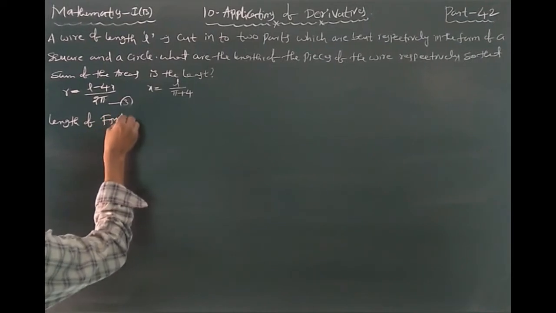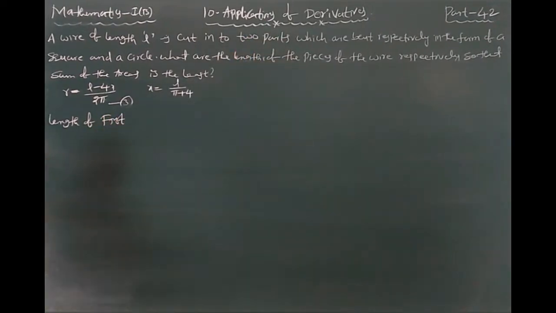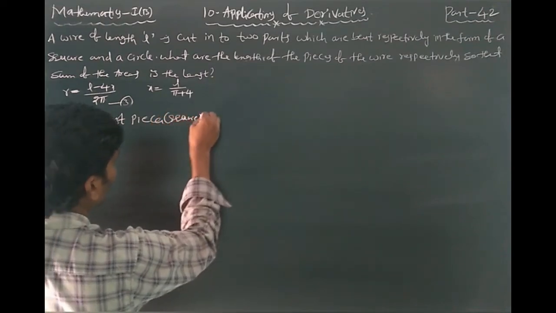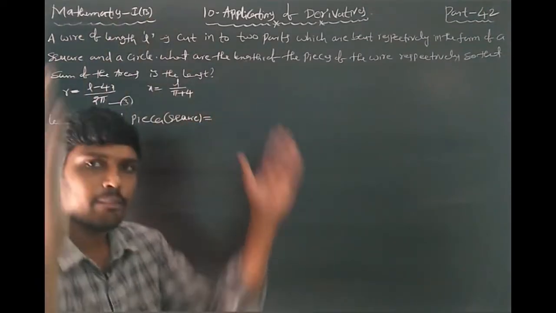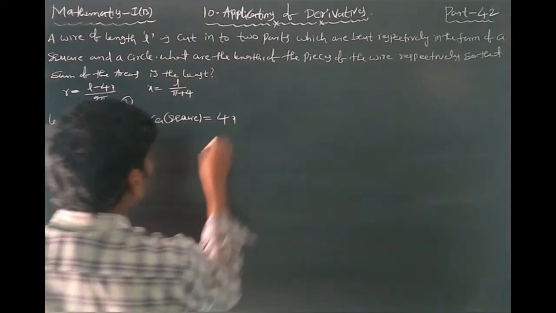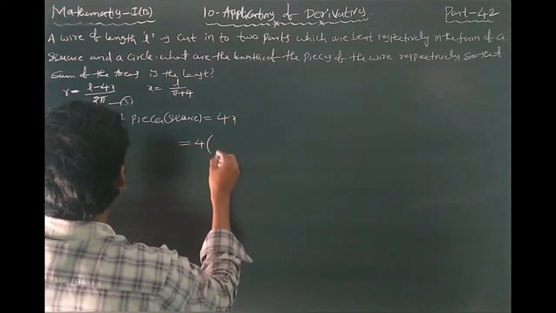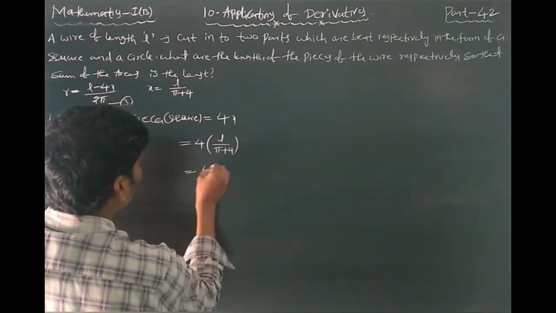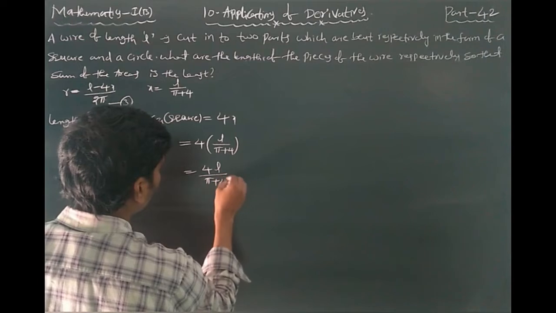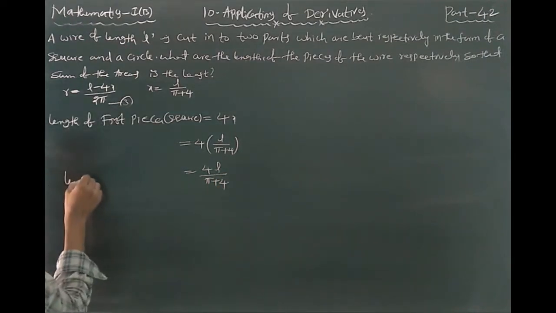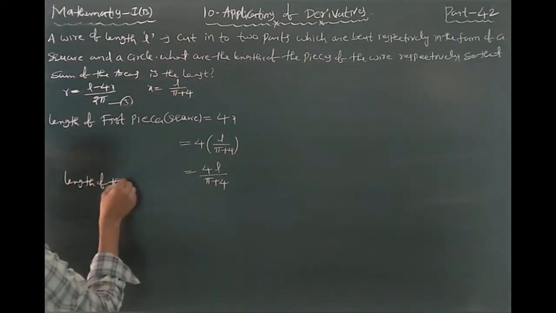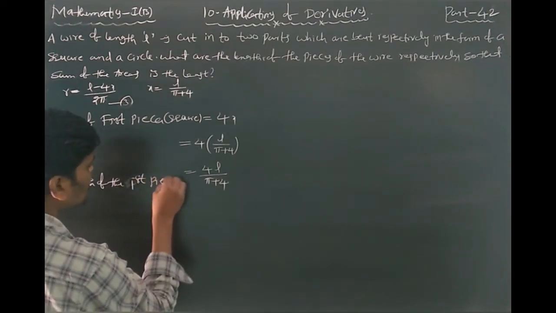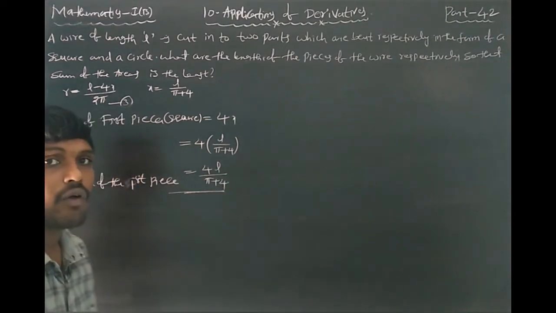Length of the first piece. What is the first piece here? First piece is nothing but the square. What is the length of the square? Length of the square is nothing but the perimeter of the square, that is 4x. Then 4 into the x value. The x value is L/(5+4). You can write 4L/(5+4). This is the length of the first piece. That first piece is the square.